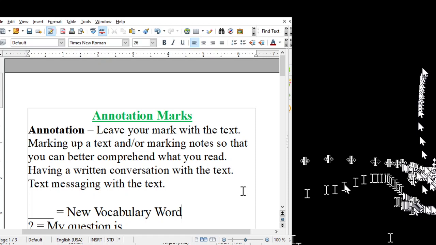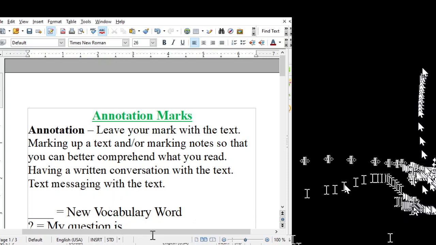Annotation. Leave your mark with the text. Marking up a text and or marking notes so that you can better comprehend what you read. Having a written conversation with the text. Text messaging with the text. This is the definition of annotation.